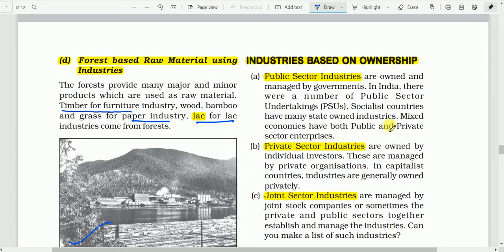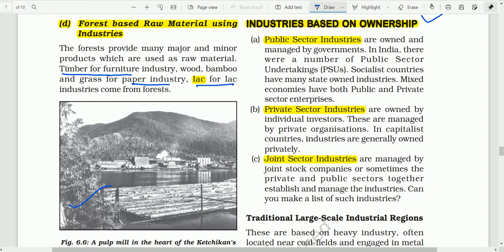And last but not the least, we have industries based on ownership. Here in our textbook, only three types of industries based on ownership are given. The first one is public sector industries. Here, public sector industries are owned and managed by the governments.